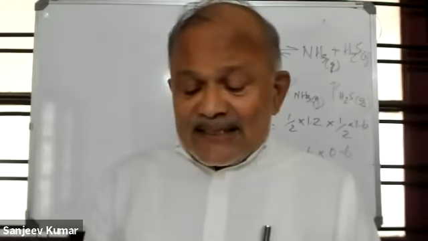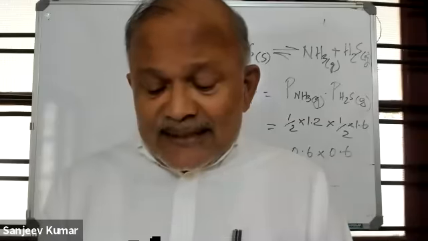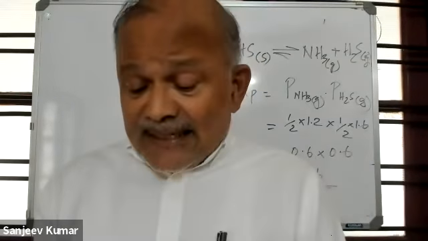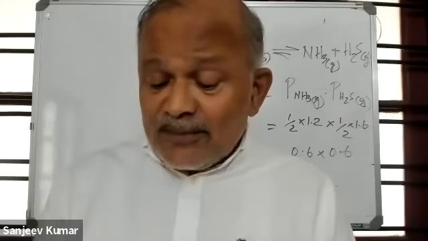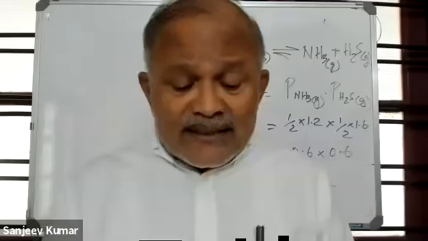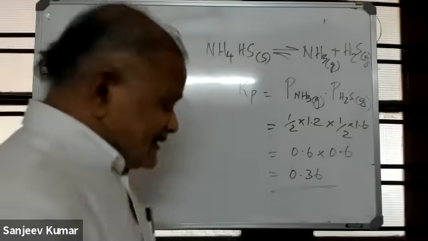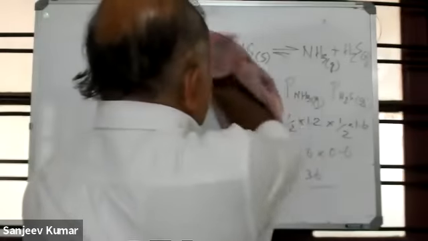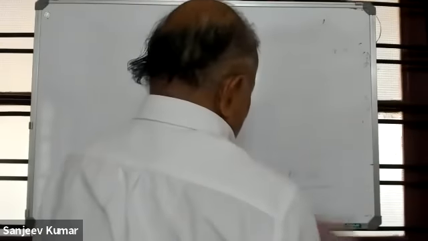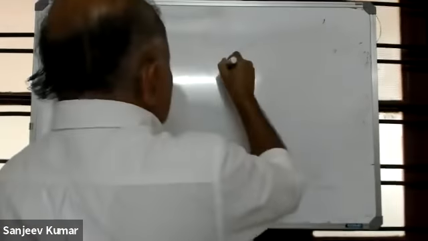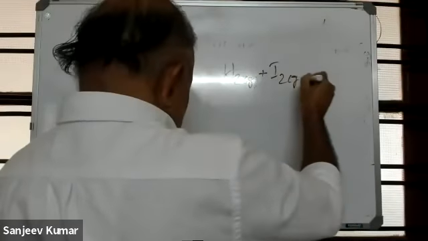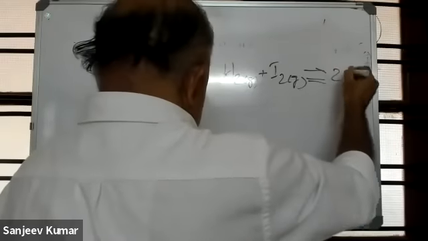Equimolar concentrations of hydrogen and iodine are mixed to attain equilibrium. At equilibrium, the forward and backward rate constants are found to be equal. The percentage of iodine that has reacted at equilibrium is? What is the equation? H2 gas plus I2 gas gives 2HI gas.